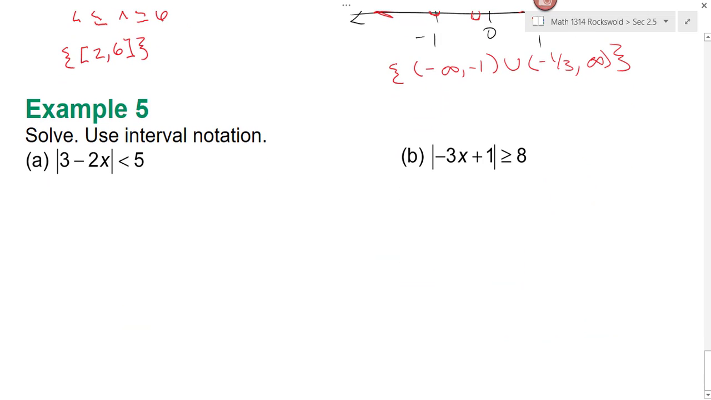All right, one last example. We want to solve these using interval notation. How do I set this one up? Is it going to be one interval or two? That's a less than.